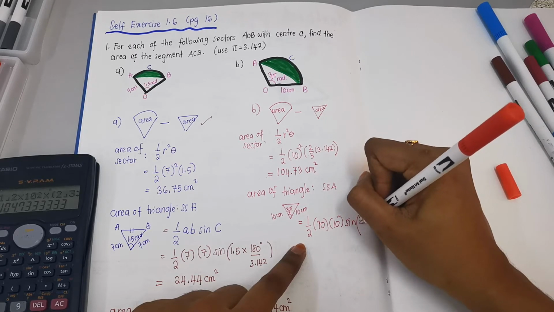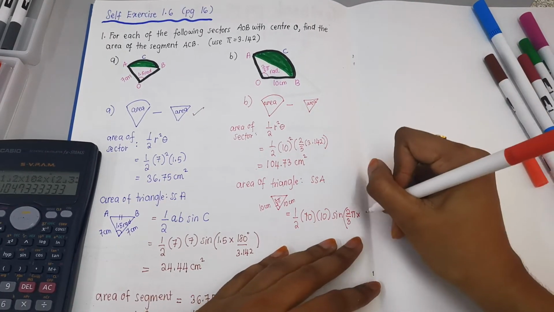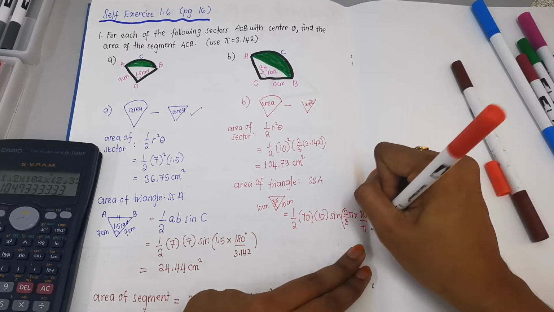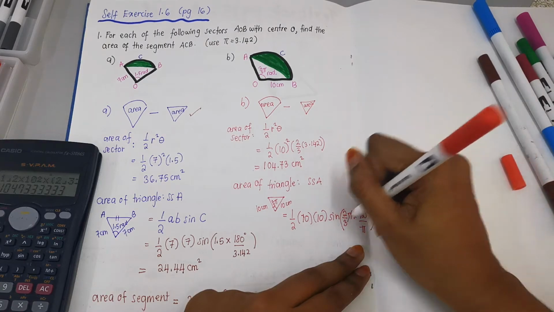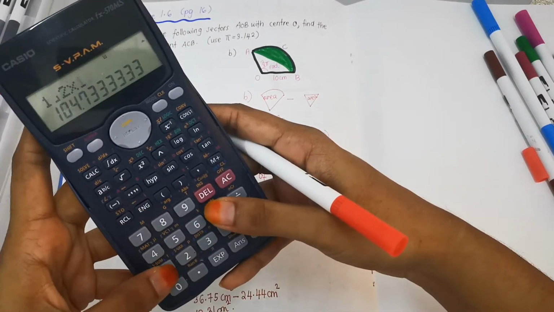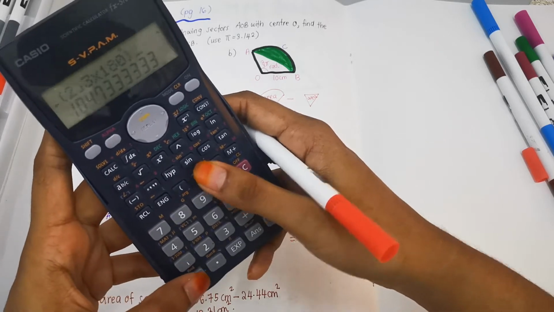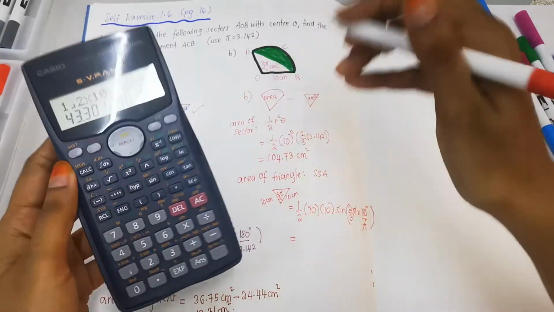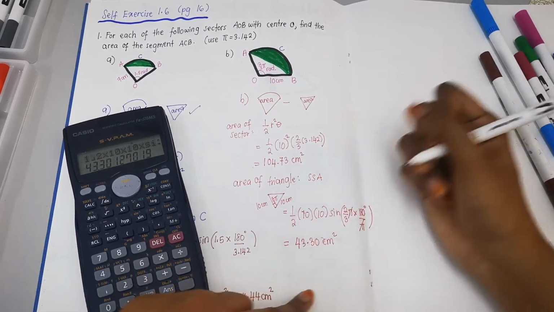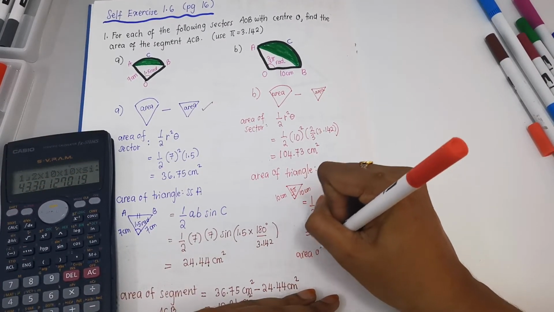Don't use 2 over 3 pi. Okay, 2 over 3 pi, change it to degree. You want to change to degree, you times 180 over pi. The pi is 3.142, but in this case I'm just going to key in the whole thing: 1 over 2 times 10 times 10 times sine of 2 over 3 times 180. Actually it's 60, 120, right? Okay, so I'll get 43.30 centimeter square. So since we already found both, now let's find the area of segment.